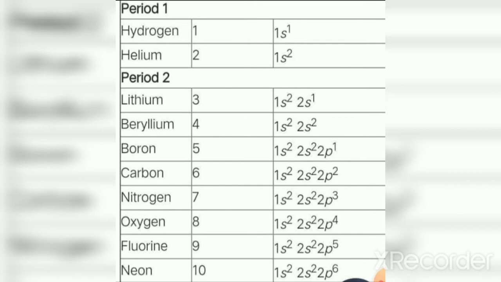The electronic configuration of lithium is 1s2, 2s1, beryllium 1s2, 2s2, boron 1s2, 2s2, 2p1, carbon 1s2, 2s2, 2p2, nitrogen 1s2, 2s2, 2p3, oxygen 1s2, 2s2, 2p4, fluorine 1s2, 2s2, 2p5 and neon 1s2, 2s2, 2p6.